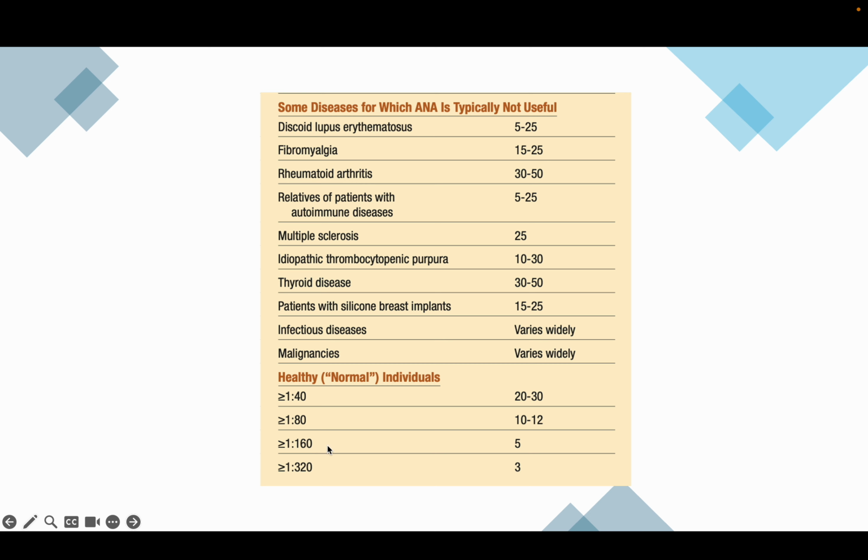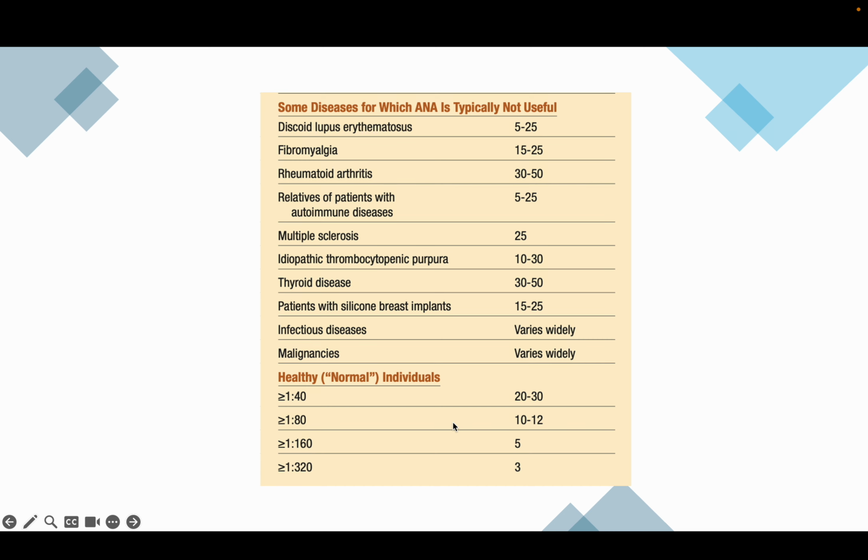1:160 is more significant. At a 1:160 dilution, only 5% of healthy individuals are positive. So anything more than 1:80 as per ACR and EULAR, and anything at 1:160, is more significant. If you get 1:160, it is more significant that the patient has some underlying CTD, because only 5% of healthy individuals will be positive at 1:160. If you go to a further level, 1:320 or so, only 3% of individuals. So this is very important in the interpretation: at least 1:80, especially in the case of ACR and EULAR, and 1:160 is generally what we take in our day-to-day practice.